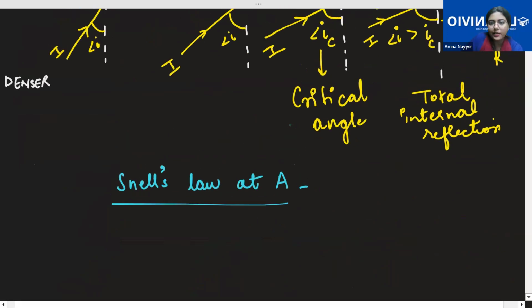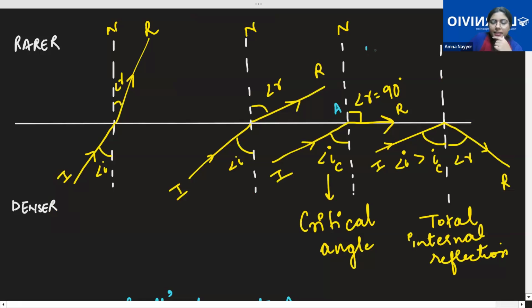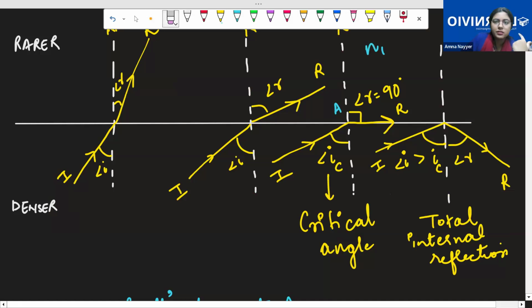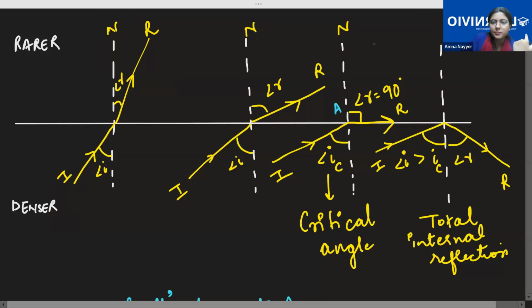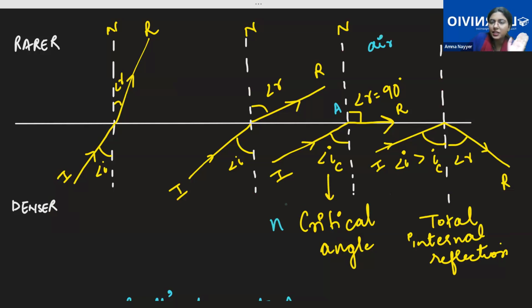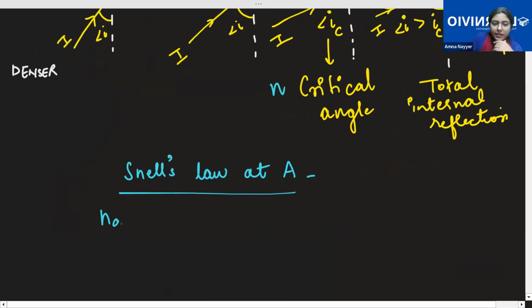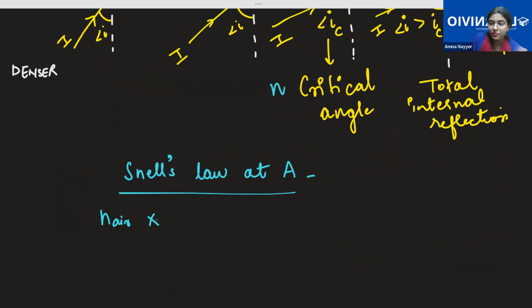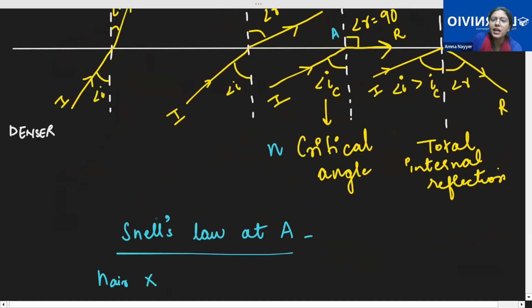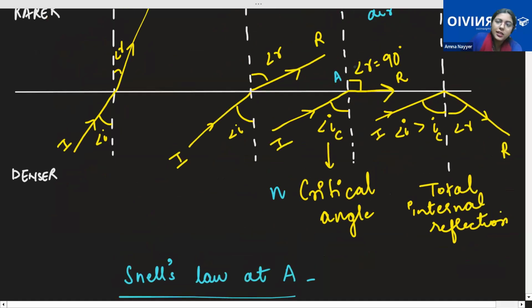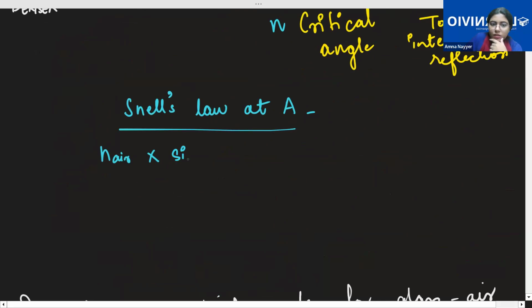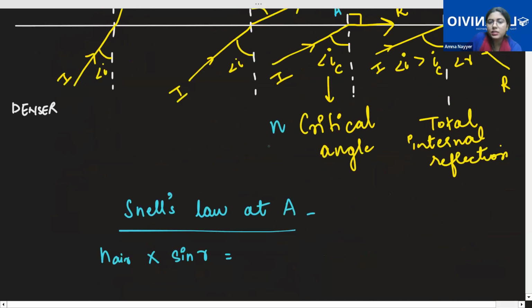Snell's law at A. Let's say the refraction is N1, or this is air technically. Let's say this is air, and this is some medium with refractive index N. So refractive index of air into sine of the angle, same angle, whether incidence or refraction, whatever is given. Here it's the angle of refraction. So N air into sine r is equal to, now come to this medium, N into sine IC.